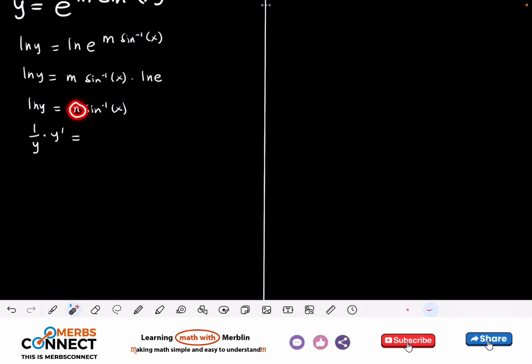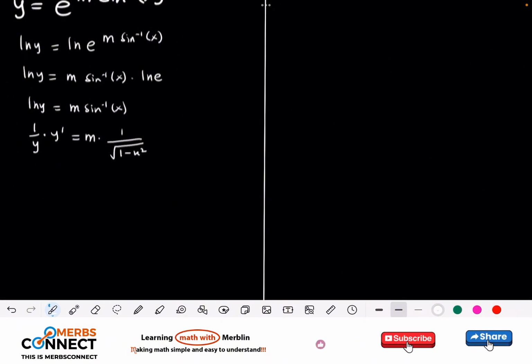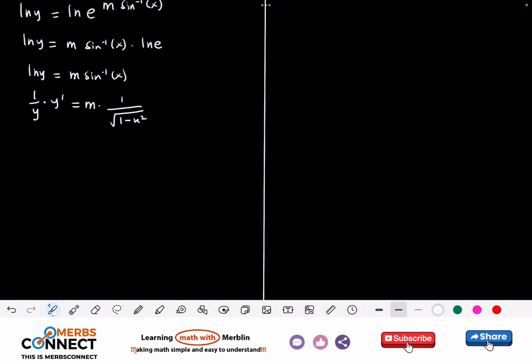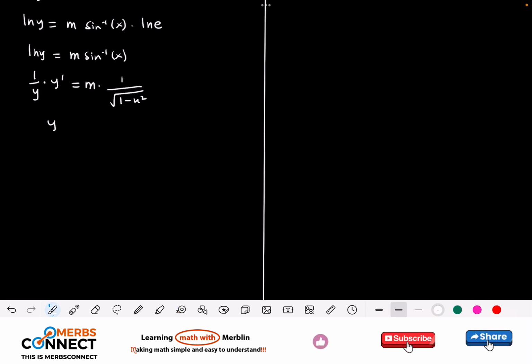Now my m here is constant, so I need to differentiate sine inverse. Now as I said, a video is coming up on how to differentiate sine inverse. So this is going to give us m times, the derivative of sine inverse, which is 1 divided by root of 1 minus x squared. So that's what I'm going to get for differentiating sine inverse, right? So this is y prime divided by y is equal to m divided by root of 1 minus x squared.